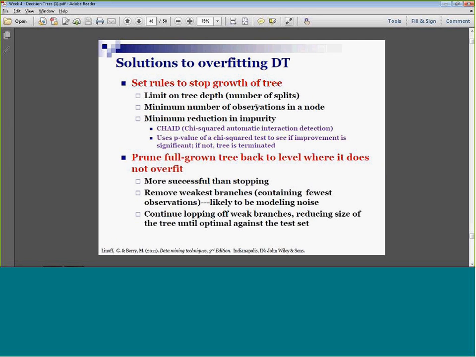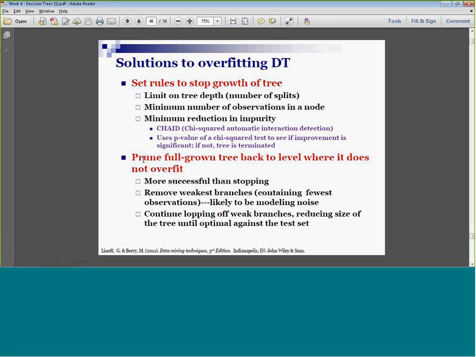So you can set the rules to stop the growth of the tree. You don't have to wait for things to happen. You can limit the tree depth, as I said, the minimum number of observations that have to be in a leaf or a node, the minimum reduction in impurity. You can use measures such as the p-value of the chi-square test to see if the improvement is significant. In other words, yeah, it split and it got better, but was that a significant improvement? The chi-square test will tell you that.